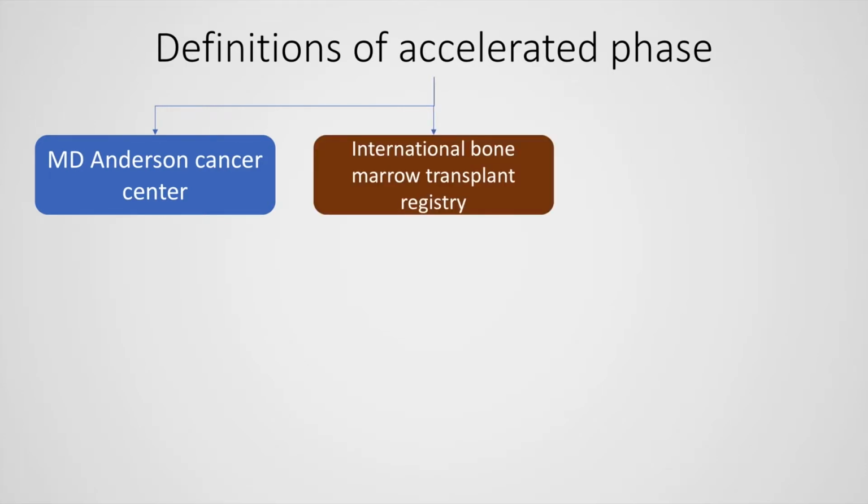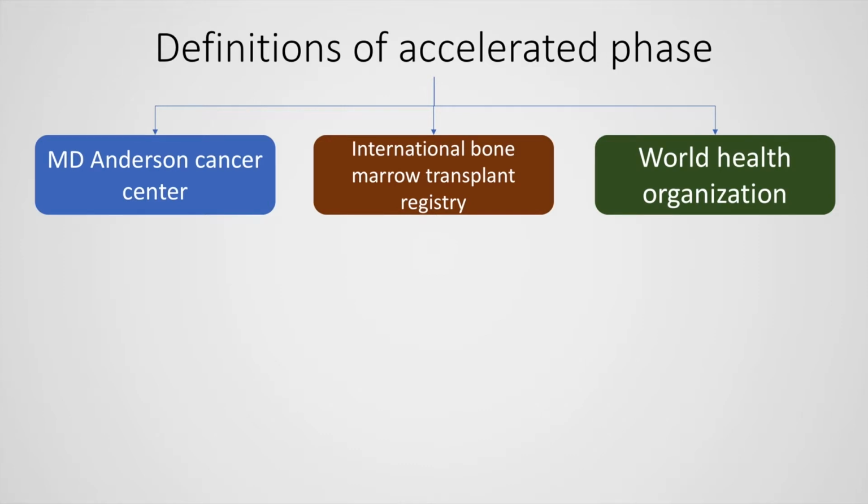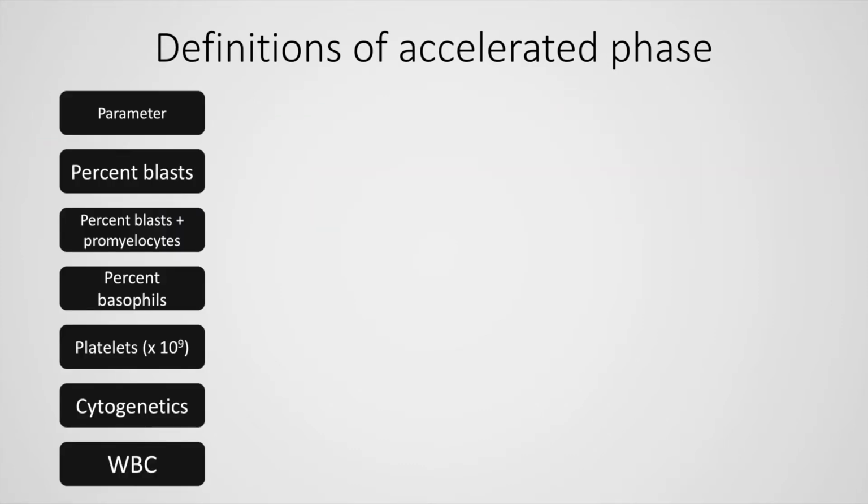The definitions of accelerated phase has been given by the MD Anderson Cancer Center, International Bone Marrow Transplant Registry, and the World Health Organization. We will now look at a comparative account of these three institutions defining these parameters: the blasts, myelocytes and promyelocytes, basophils, platelets, cytogenetics, WBCs, and others.